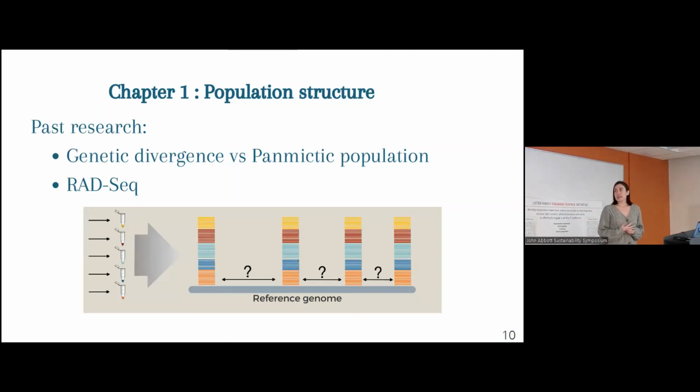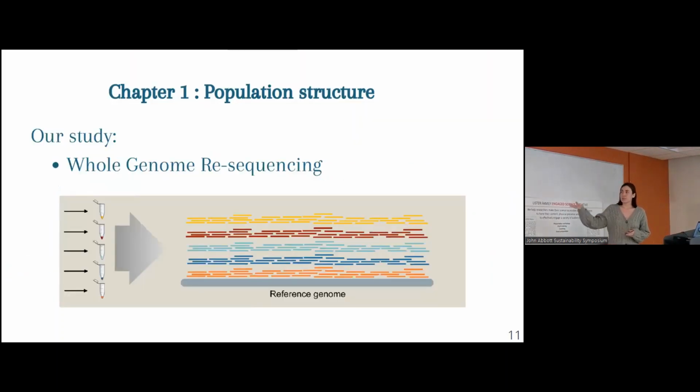You may be wondering how we do it, and I won't go too much into detail. But usually, scientists doing population structure studies use what we call RAD sequencing. On the slide, each color refers to one individual, and at the bottom, you have the entire genome of the species. In that case, you don't sequence the entire genome of the fish, so you lose a lot of information, which is kind of bad. So for my project, I decided to use a whole genome resequencing technique, so I will sequence the entire genome of all of my samples.